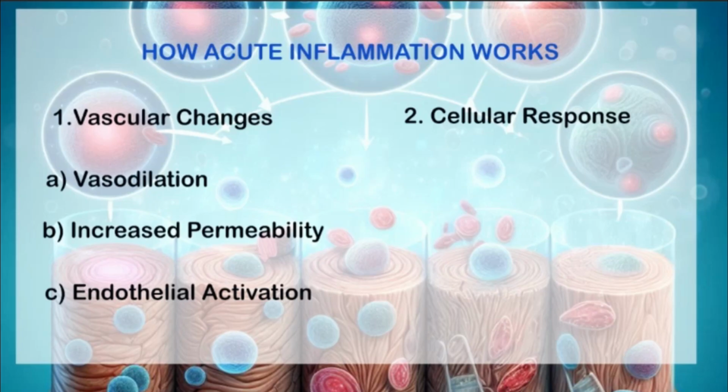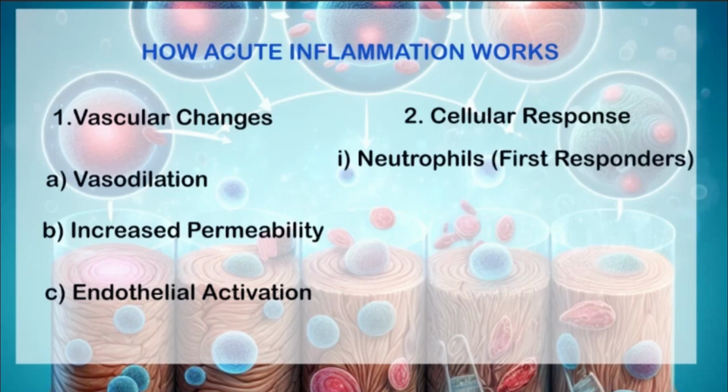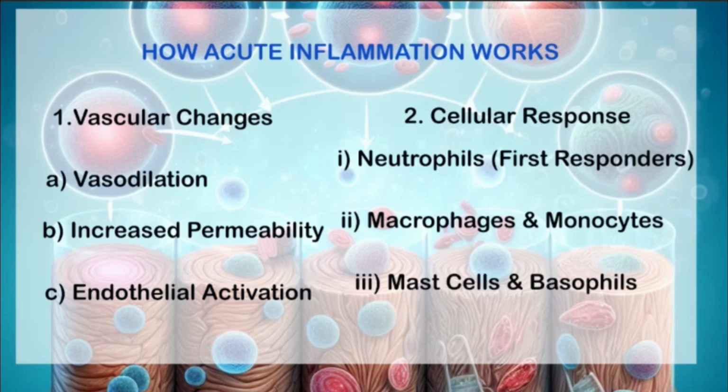Now, in cellular response, first we see that neutrophils engulf bacteria and debris in the process called phagocytosis. And secondly, we see macrophages and monocytes clearing debris and releasing more inflammatory signals for tissue repair. Mast cells and basophils release histamine causing swelling. Then we have platelets. What do platelets do? Platelets help with clotting and tissue repair.